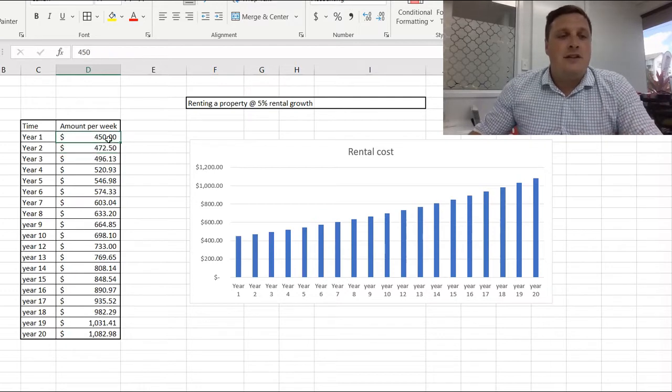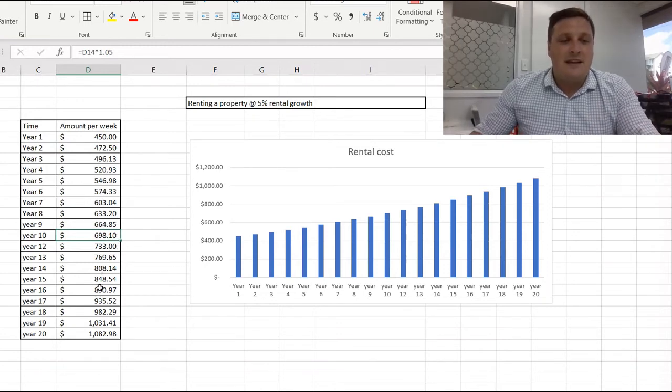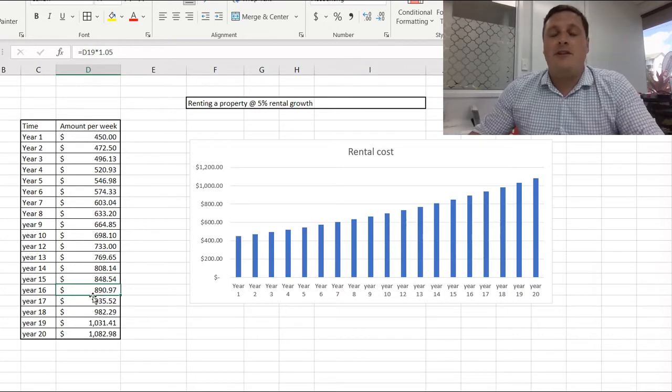So for the first year, you're paying $450 per week. And we can see in 10 years' time, that's jumped up to almost $700 per week. So that's that 5% growth compounding yearly. Very quickly, within 16 years, well, not very quickly, but 16 years later, you'll be paying almost double the rent. So you've gone from $450 up to $900 per week.